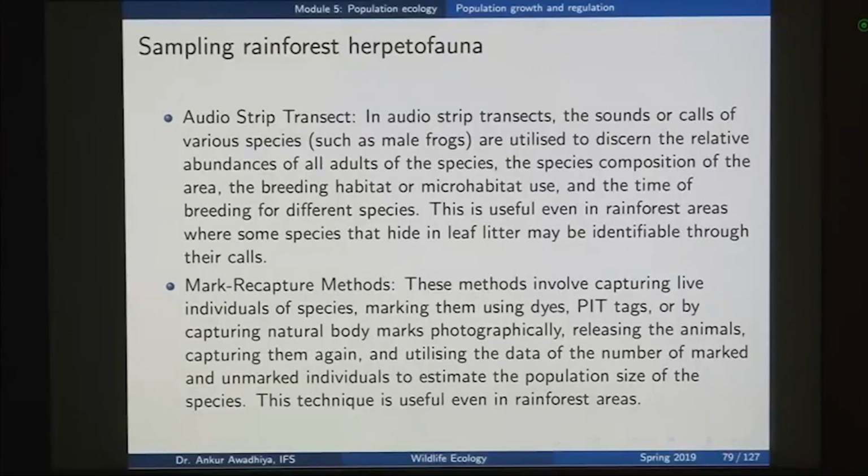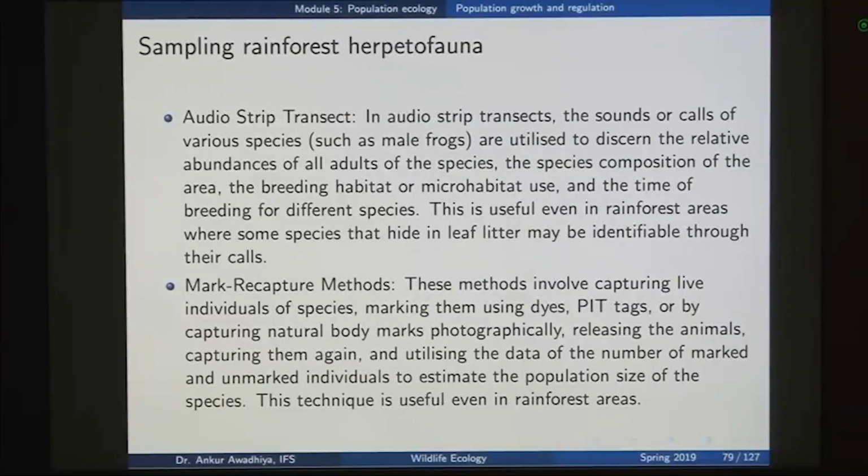Next is the mark recapture method, which we saw a short while back. So, mark recapture or a capture recapture method involves capturing the species, marking them using dyes or PIT tags. PIT tags are small transponder tags that you can put beneath the skin of an animal. So, that remains with the animal, and you can scan those tags later on to understand whether this animal is marked or not, and what was the number of this animal.